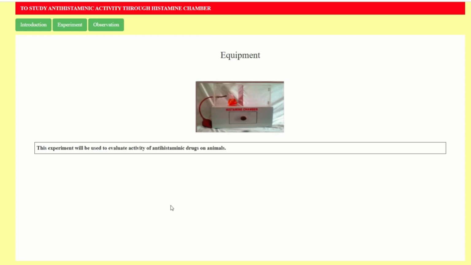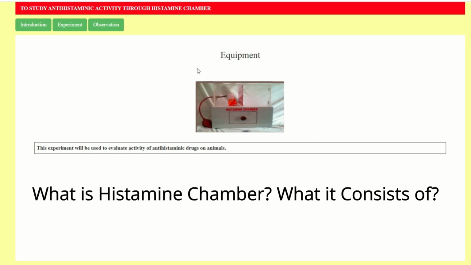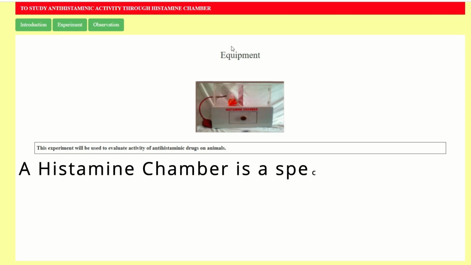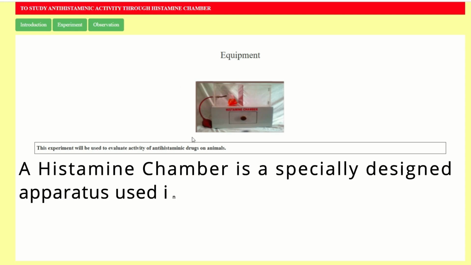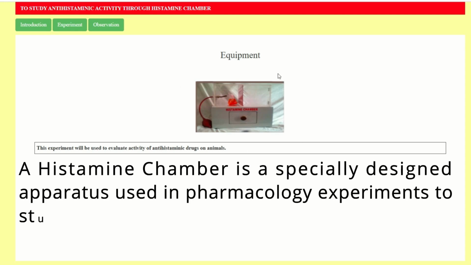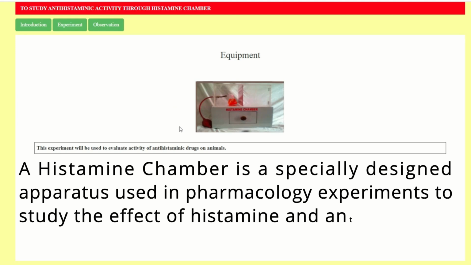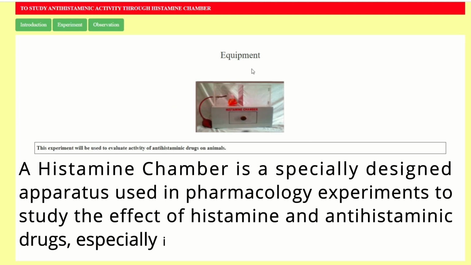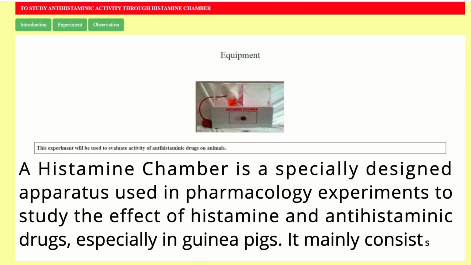So now after entering, we will see here the equipment, which is named histamine chamber. So what is a histamine chamber? What does it consist of? A histamine chamber is a specially designed apparatus used in pharmacology experiments to study the effect of histamine and antihistaminic drugs, especially in guinea pigs.